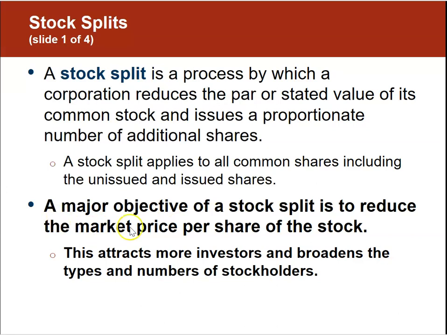It says a major objective of a stock split is to reduce the market price per share of stock. Now, why would you want to do that? Well, if you have a company that has a history of earnings, by lowering the stock price, you can, in theory, attract more investors, and that broadens the number and types of stockholders that we have. So if we have stock that's worth, let's just say $50 a share, and it grew from, say, $25 to $50, we can split that. Now the shares are worth $25 again, if this was what we would call a 2 for 1 stock split.